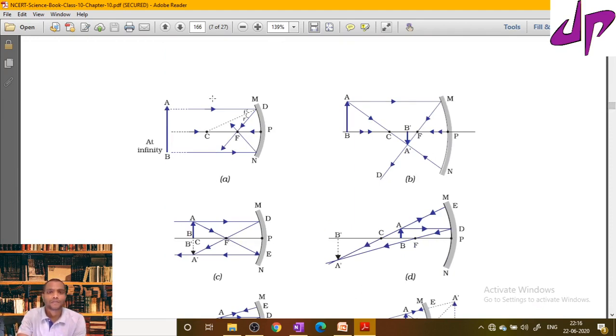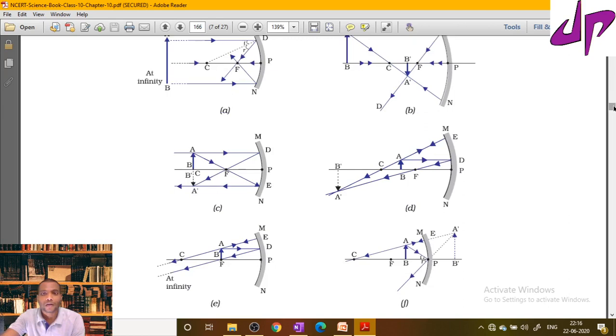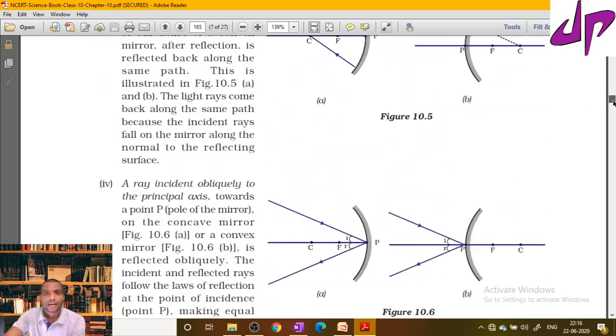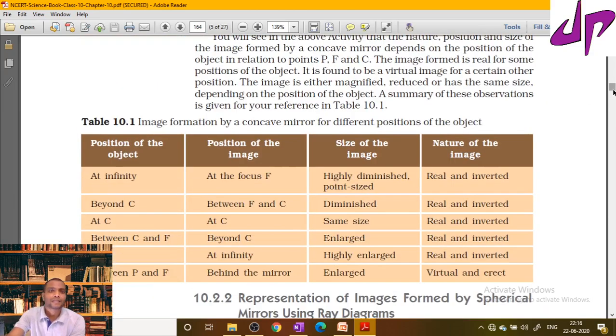So please practice carefully. For all six diagrams you need to draw ray diagrams corresponding to the given position, and you need to learn the nature of the image and the image characteristics. So practice all these six ray diagrams very carefully and learn the table. The table is given as Table 10.1 in the NCERT. So this is the table of image formation by a concave mirror for different positions of the object.